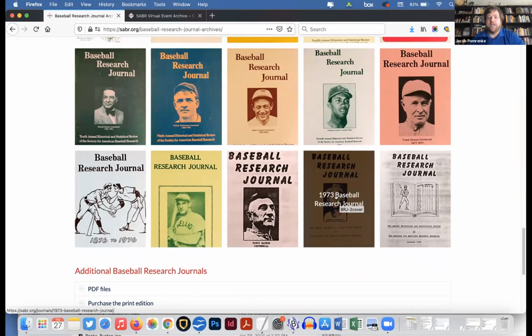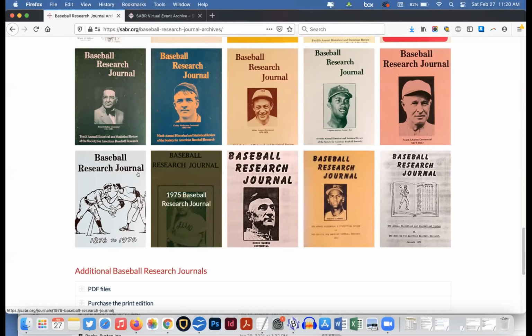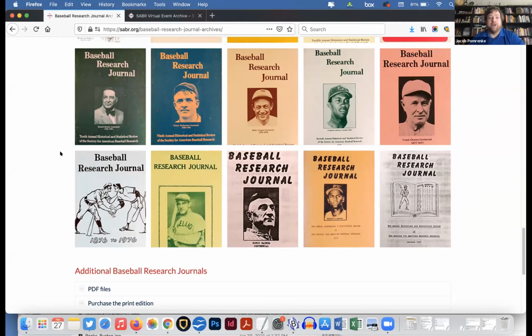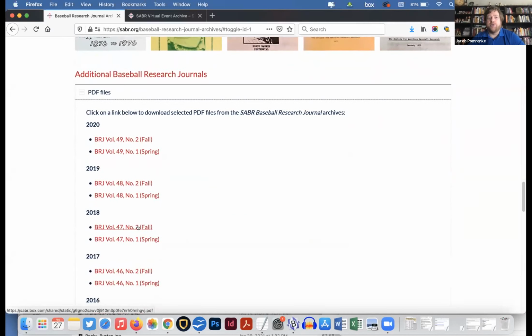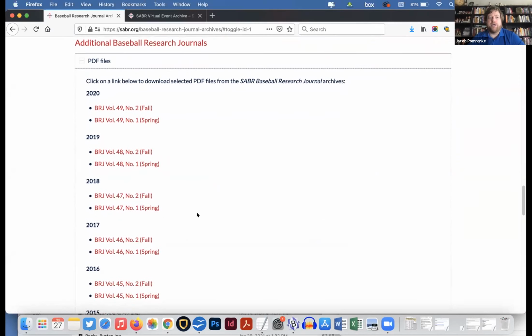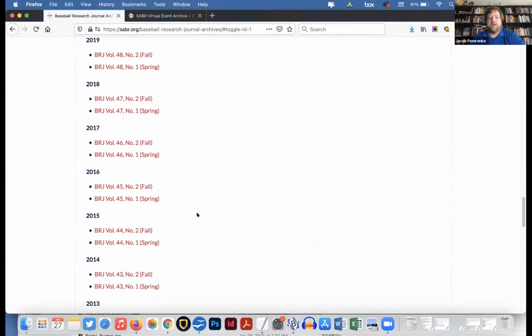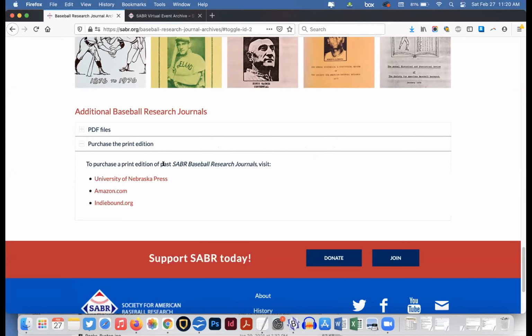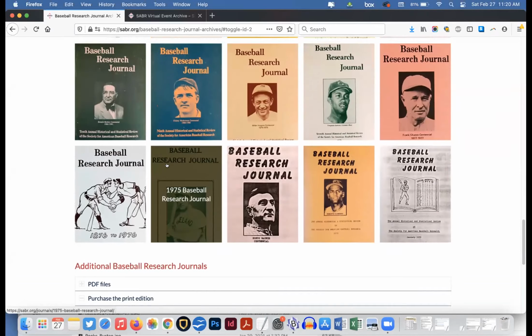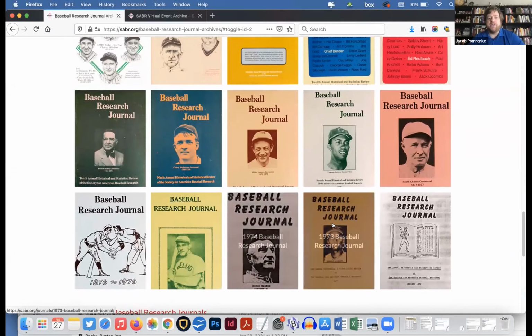And there were SABR members in the 1970s who were out there searching for them, trying to find out what had happened to them so that they could hopefully interview them and learn their stories. That was something that SABR was working on very, very early before a lot of other people. If you scroll down past the online articles, you can click through and download all the PDFs for the Baseball Research Journal going back to the mid-1980s. So that's another way to explore the Baseball Research Journal. And then you can also purchase the print edition online if you want some extra copies to add to your own collection. But again, this is just a really cool way to explore what SABR members have done.